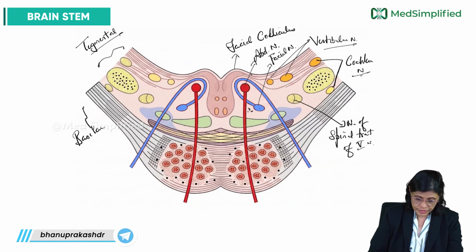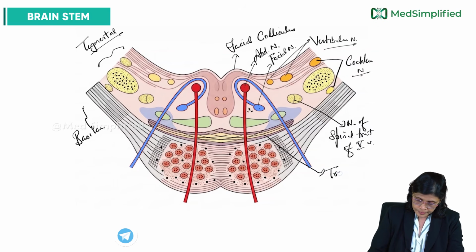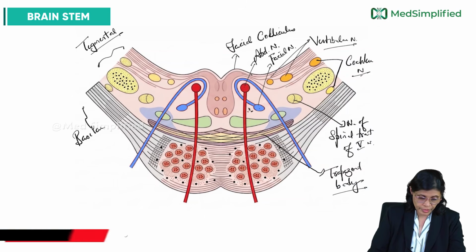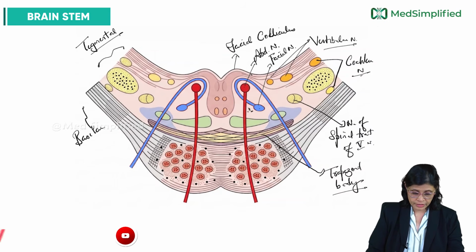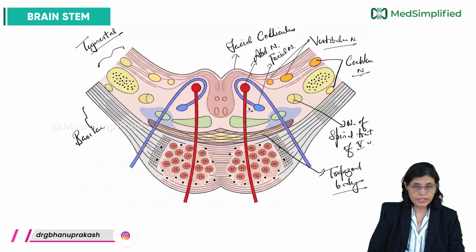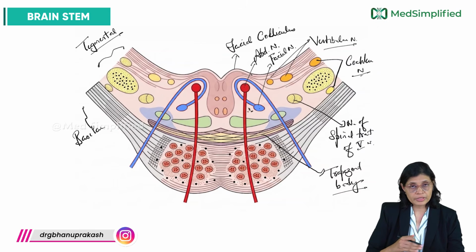In addition to that, what is the white matter which we see? One is the trapezoid body. The trapezoid body is basically a trapezium shaped mass of white fibers lying in the anterior part of the tegmentum. It is formed by the decussation, the crossing over of the fibers arising from the cochlear nuclei of both sides.